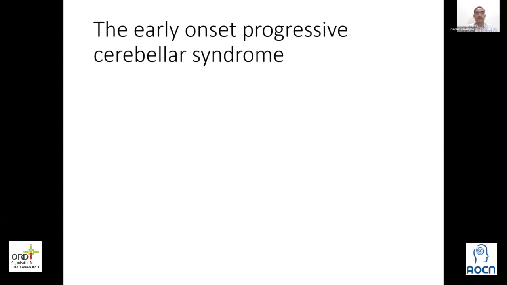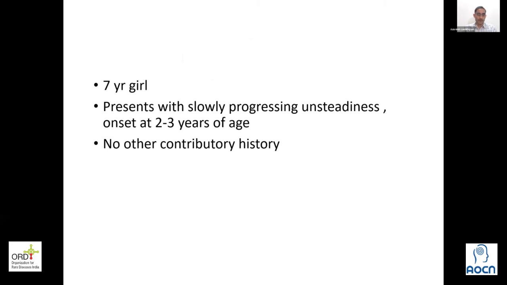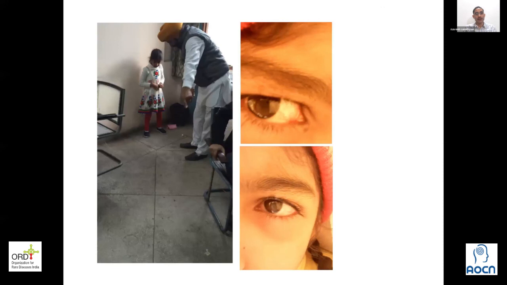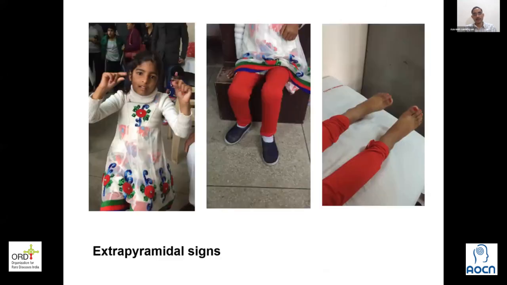So this is the phenotype which is important to remember. A 7-year-old girl presents with slowly progressive unsteadiness with onset at 2 to 3 years of age, no other contributory history. And she not only has ataxia, but she has these telangiectasias over the conjunctiva.